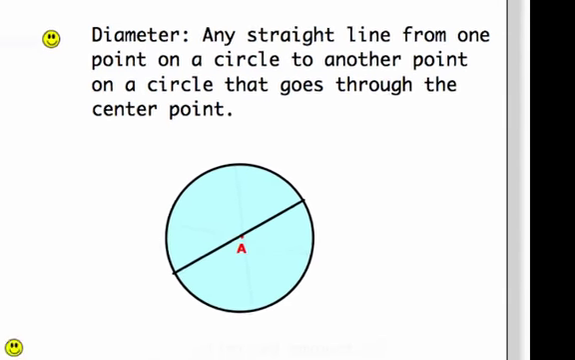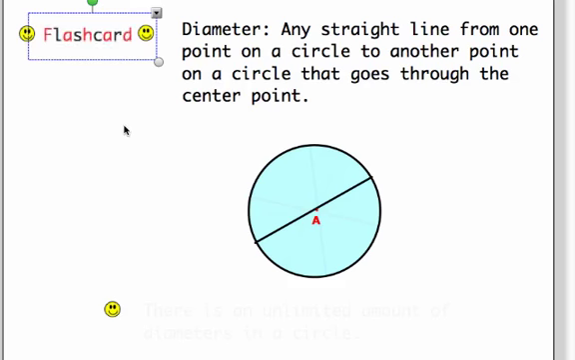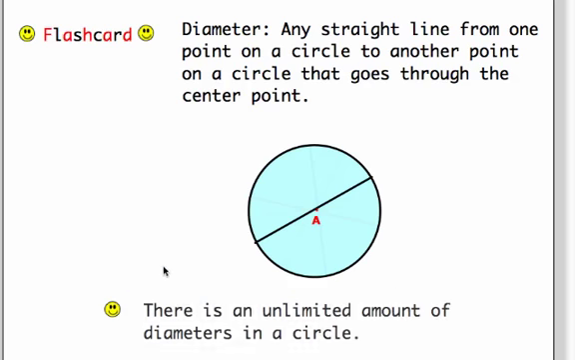So again, this will be a flashcard term. So let's say it again. It's any straight line from one point on a circle to another point on a circle that goes through the center point. And there is an unlimited amount of diameters in a circle.